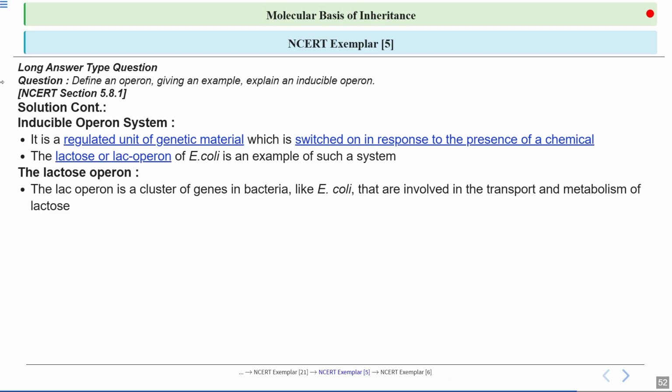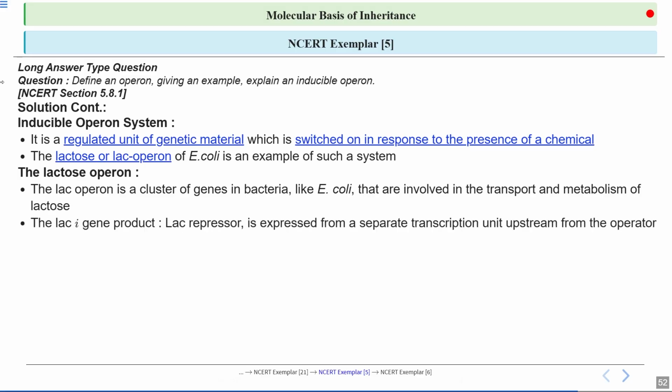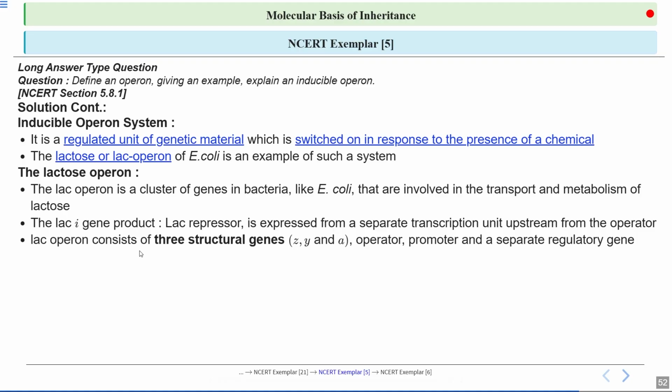Lactose will bind to the repressor. It will cause a conformation change in the repressor. Now the repressor cannot bind to the operator. And now the RNA polymerase can bind to the promoter and it will start the transcription. The lac operon is switched on, and the three structural genes Z, Y, and A will be expressed and they will produce the proteins.